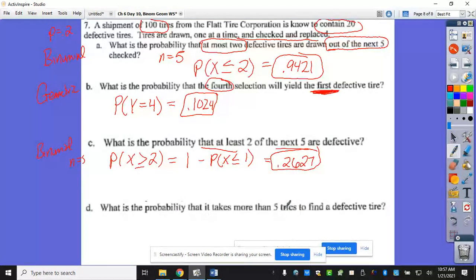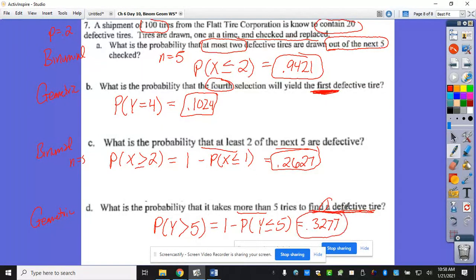What is the probability that it takes more than 5 tries to find a defective? Well, that implies what word without saying it? And so that's our first, that's geometric. And takes more than 5, so P(Y is, and I would rewrite that as that it's what? And you end up getting 0.3277 as your answer.